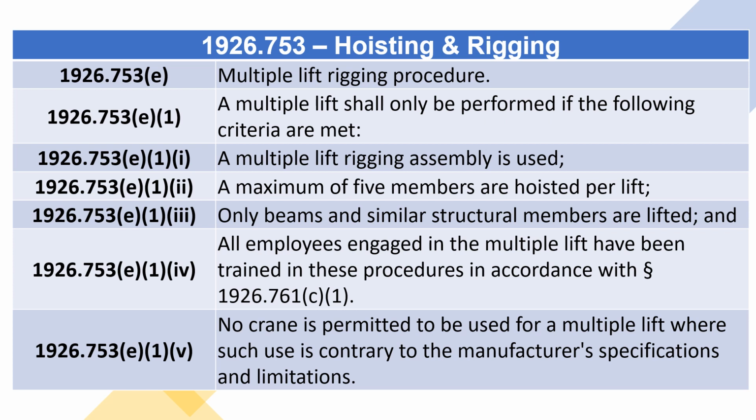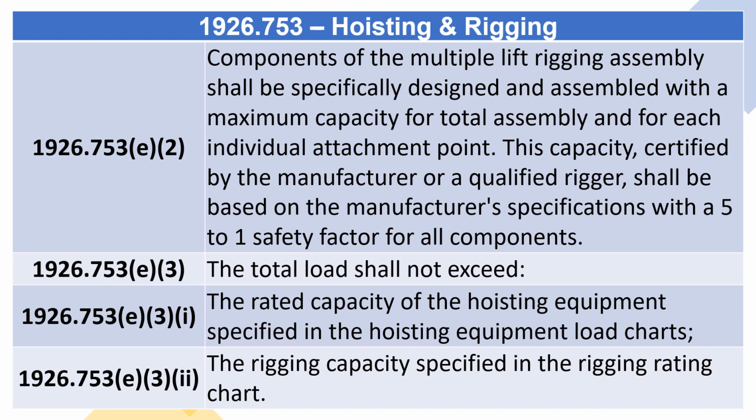And all employees engaged in the multiple lift have been trained in these procedures in accordance with Section 1926.761(c)(1). No crane is permitted to be used for a multiple lift where such use is contrary to the manufacturer's specifications and limitations. 1926.753(e)(2): Components of the multiple lift rigging assembly shall be specifically designed and assembled with a maximum capacity for total assembly and for each individual attachment point. This capacity, certified by the manufacturer or a qualified rigger, shall be based on the manufacturer's specifications with a 5:1 safety factor for all components.